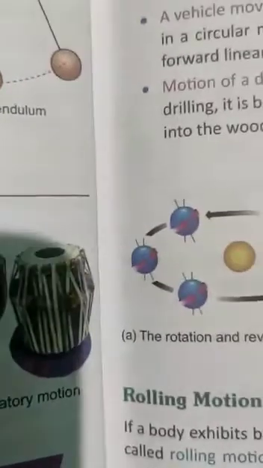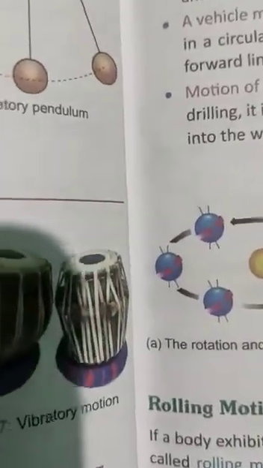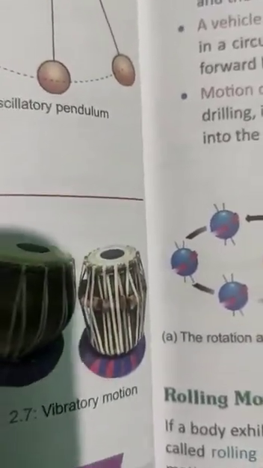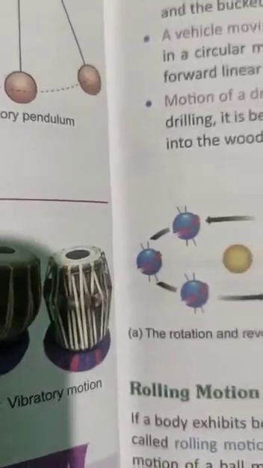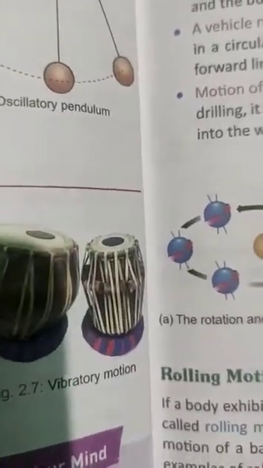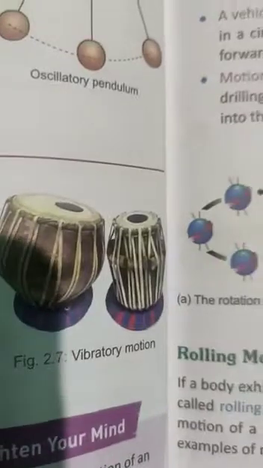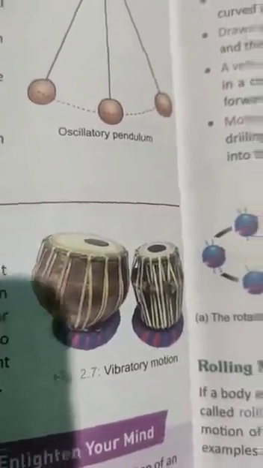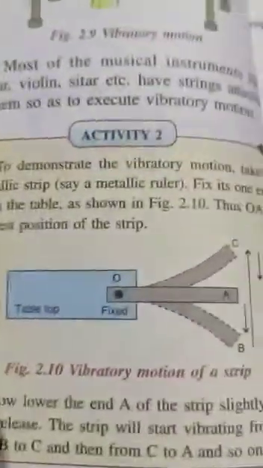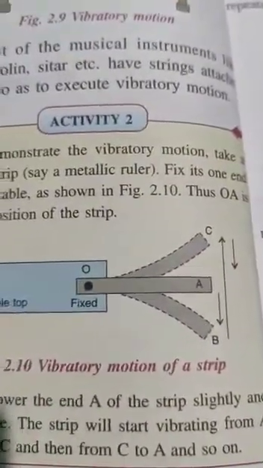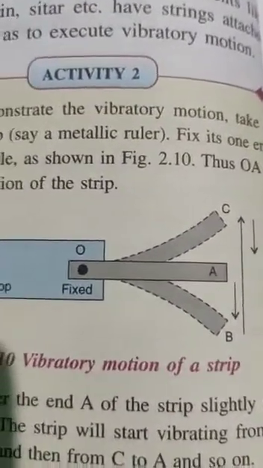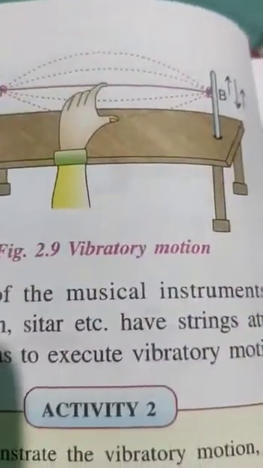Tabla also you can see in the picture. These instruments move to and fro, and not the whole instrument. Other examples are the movement of the surface of drums and tablas when played. So vibration produces sound. You can see this activity, vibratory motion of a strip. This is also an example of vibratory motion, children.